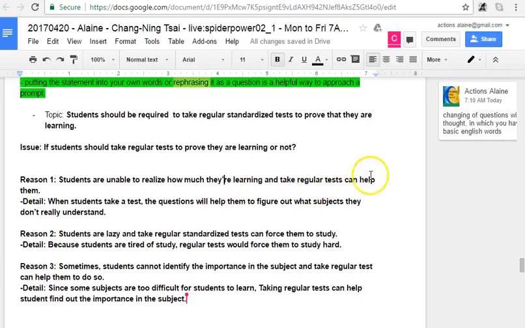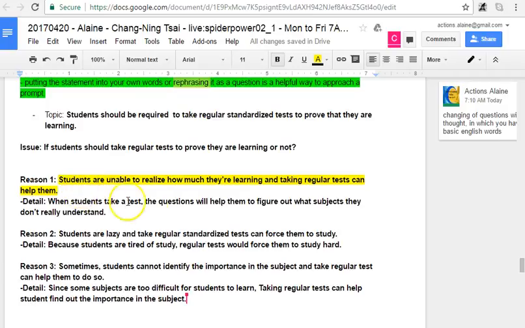and taking regular tests can help them. Okay? That's a better way to say that. Students are unable to realize how much they are learning, and taking regular tests can help them. All of these words, the taking, learning, express present actions or present tense. All right? Okay.